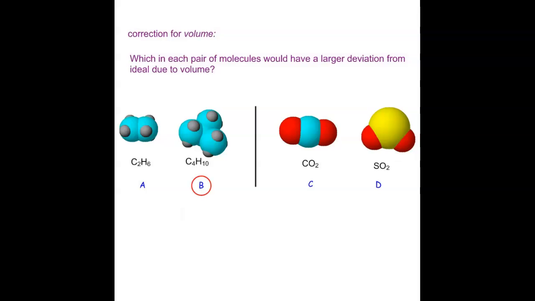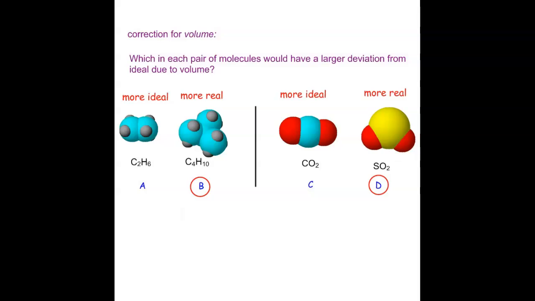We can do the same thing with the next pair. So give those a try. Okay, sulfur dioxide is the one I chose because it is a larger molecule. So if we're going to correct for volume, the larger the molecule, the more real and less ideal.